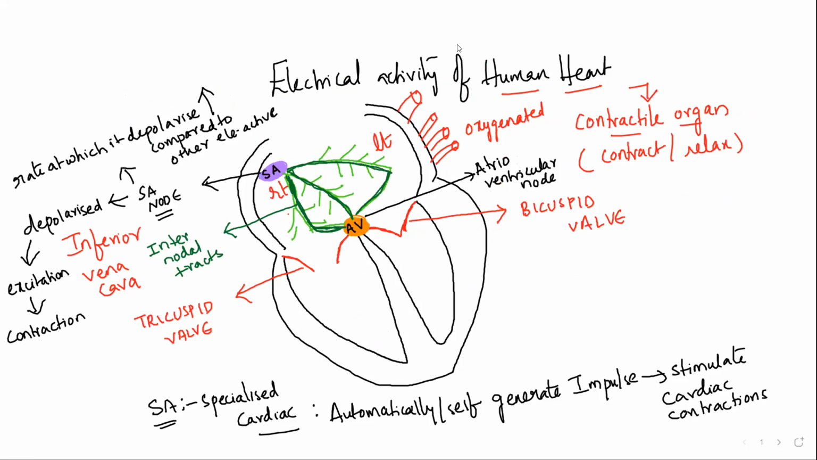You can see that the internodal tracts have branches carrying the impulse to the different atrial myocardial tissue, but they converge and pass into the AV node. If you look at the valves as well as the AV node, they are present in the same zone, children. But your valves are not electrically active. They cannot get depolarized. This is important, children.